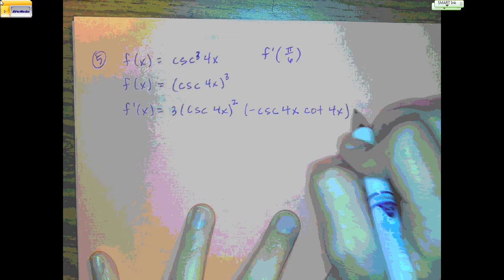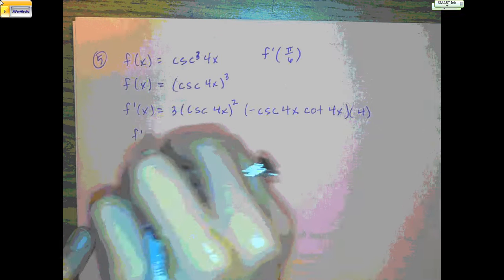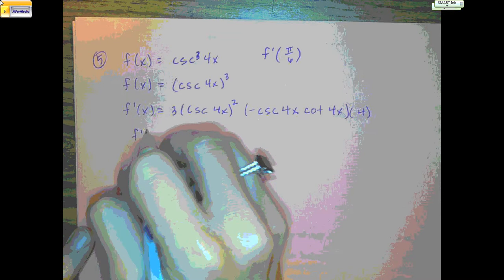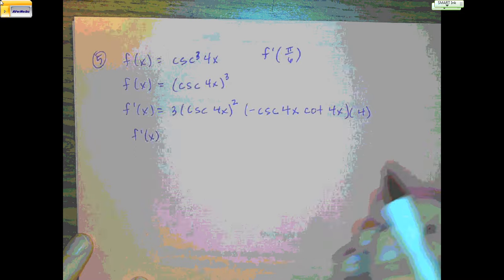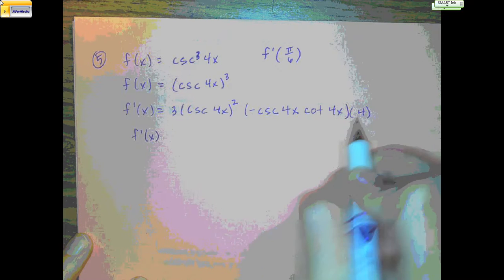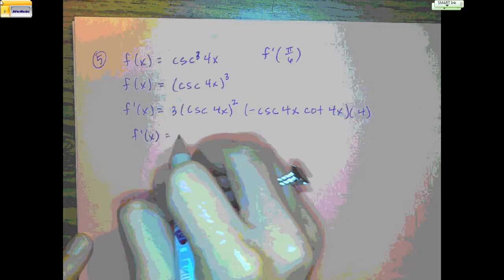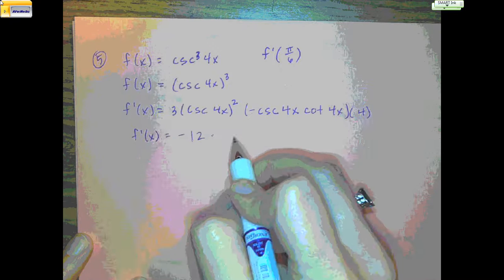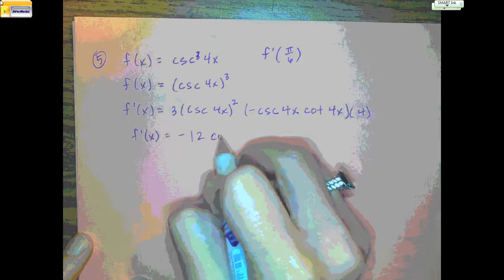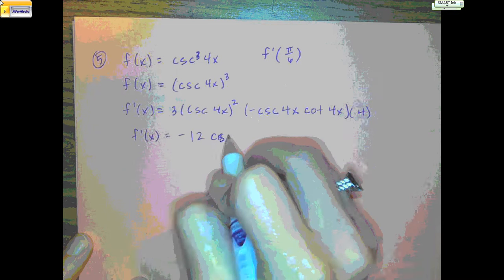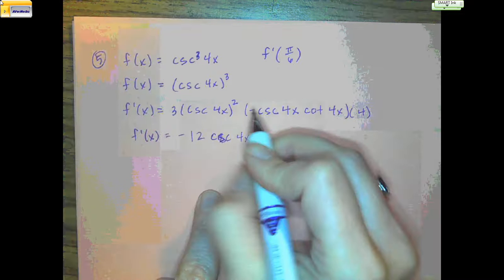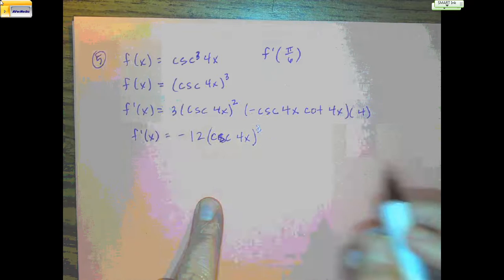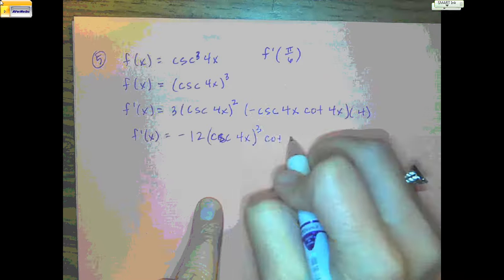Now we need to clean it up and make it kind of pretty. Or we could go ahead and put in the pi over 6, but that might make us crazy. So let's just make it better. I've got a negative and a 3 and a 4, so I really have negative 12. You with me? And then I've got cosecant 4x. Cosecant 4x. And I've got 2 here and 1 here, so I really have 3 of them. You see where I got that? And cotangent 4x. Everybody with me?